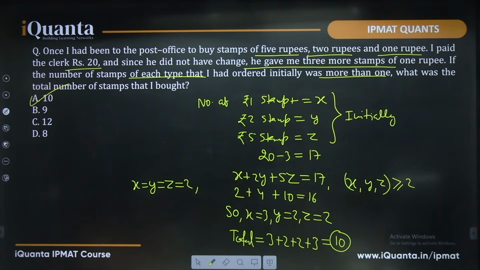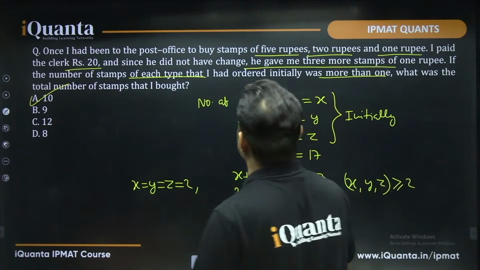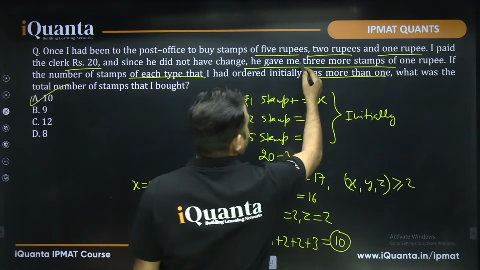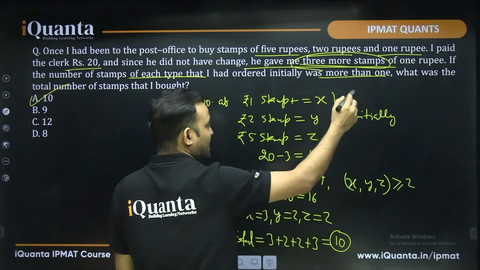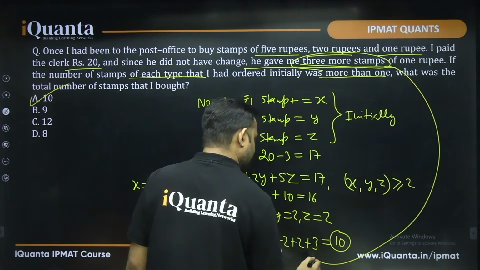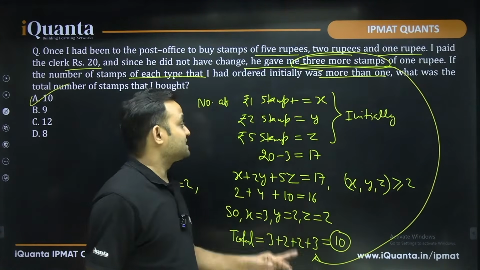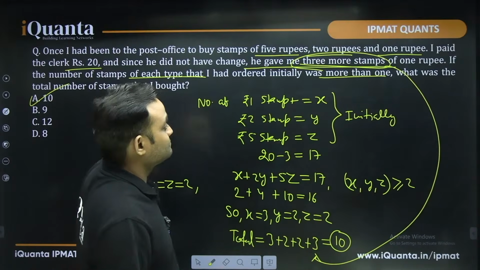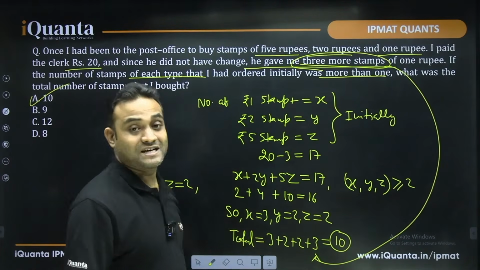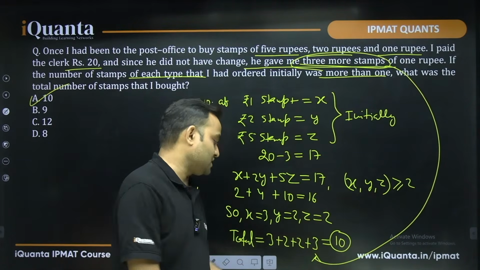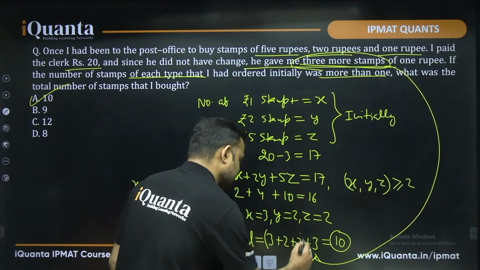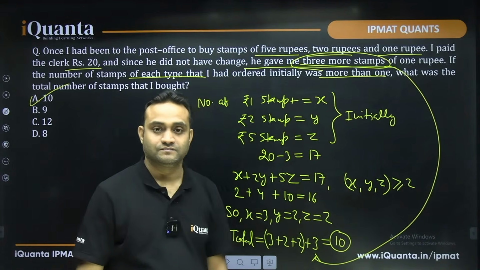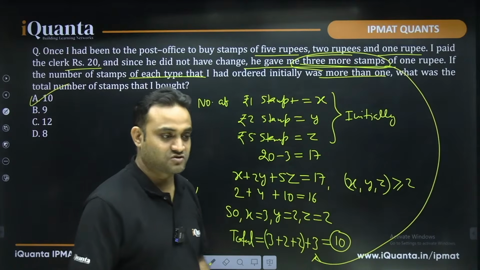Yes, at the end I added 3 because of this 3 rupees change. This 3 more stamp will be added here because it asks what the total number of stamps that I bought was. So including this 3, it is x plus y plus z plus 3, 3 more as change. Okay.